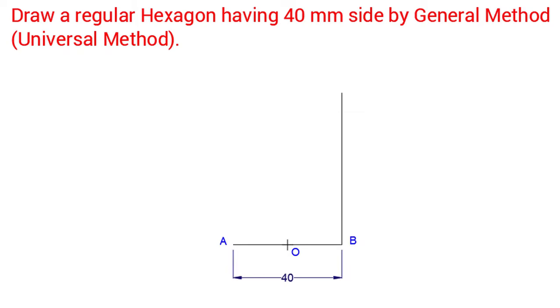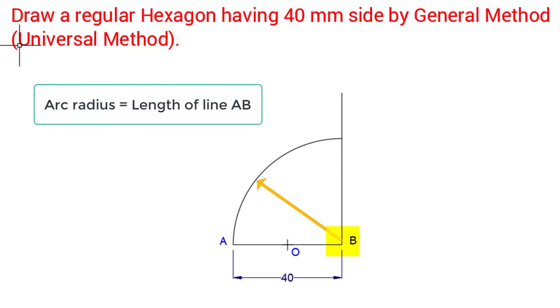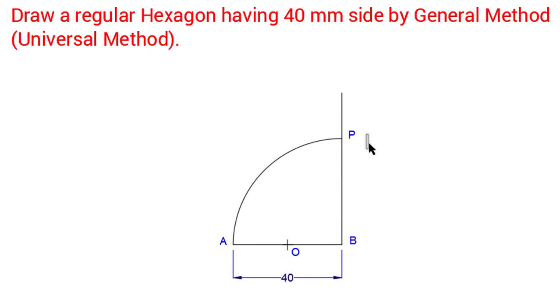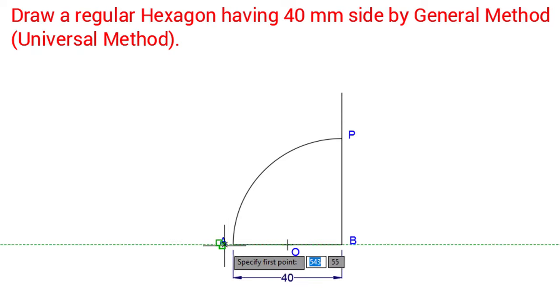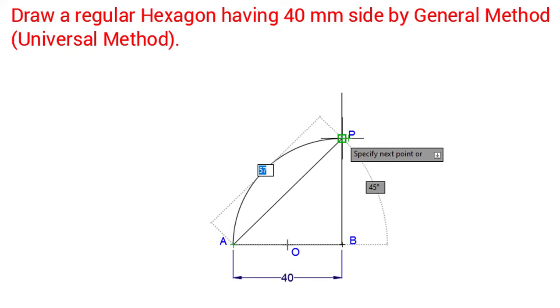Now, set distance AB as a radius in the compass and take point B as a center, and we will draw an arc. Mark point P where arc intersects with the line which is passing through point B. Connect point A and point P with the help of a line.